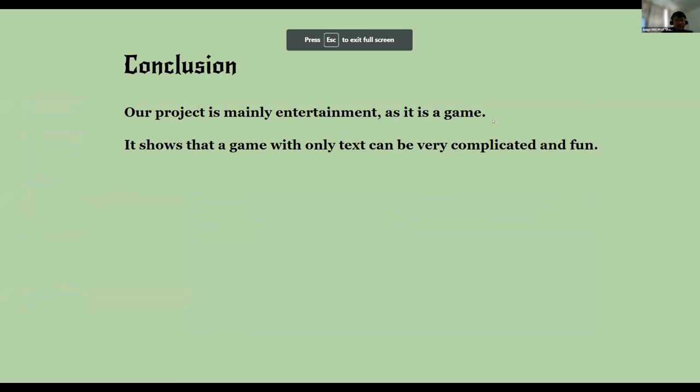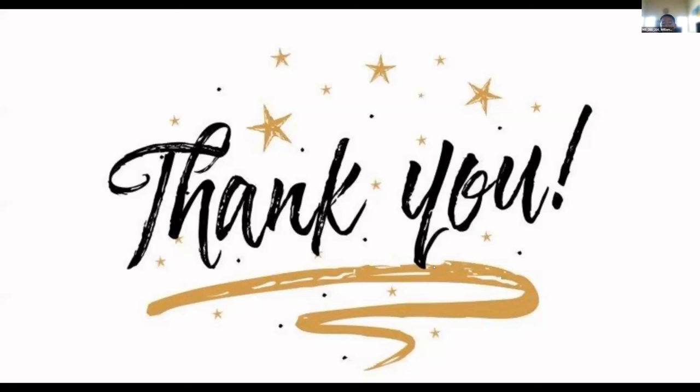In conclusion, our project is mainly entertainment as it is a game. But it also shows that a game with only text can be very complicated and fun. And also, just for fun, the game kind of simulates the current situation because the monsters can be viewed as viruses, and you're fighting off the viruses. And when there are different monsters, it can be viewed as the different variants of COVID. So thank you for listening.